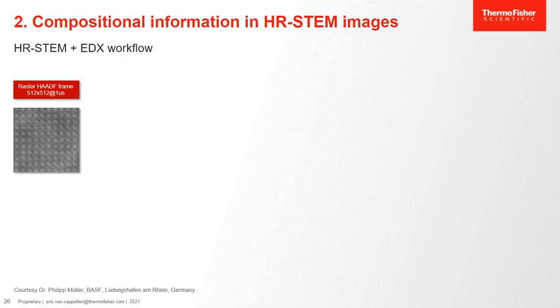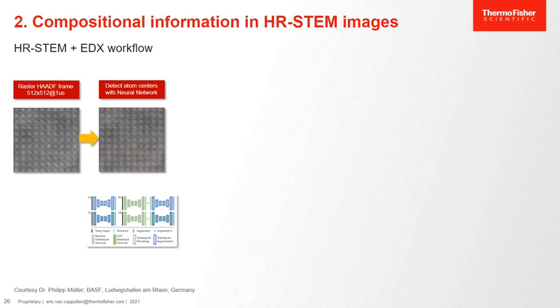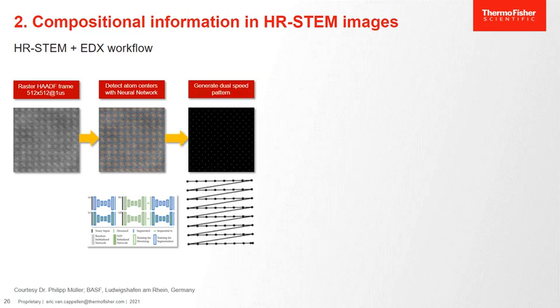Obviously, the answer is yes, or otherwise I wouldn't be sitting here. But it's yes because we're using the fact that the world is discrete, that materials consist of atoms. And for testing purposes, the starting image, as you can see here, isn't a great HR STEM image. It's a low contrast strontium titanate image. But then we let loose a neural network which knows how to detect atom positions. And from these atom positions, we can then generate a dual speed pattern.